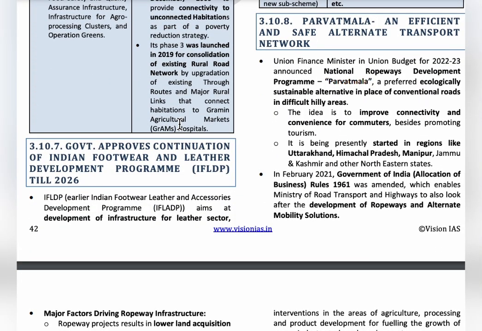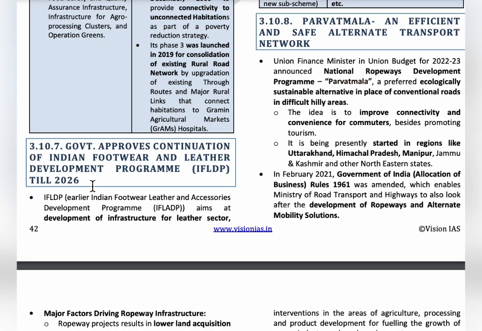Next topic is the government approves continuation of the Indian Footwear and Leather Development Program till 2026. The main aim of this scheme is to encourage the leather industry in India by addressing the issues of technology, environmental concerns, etc.